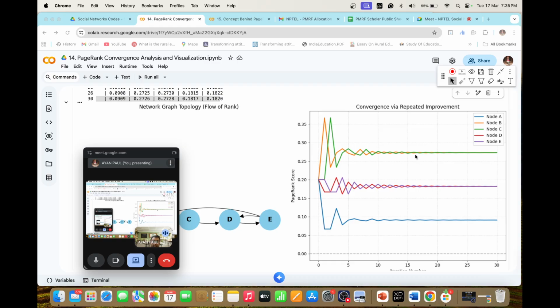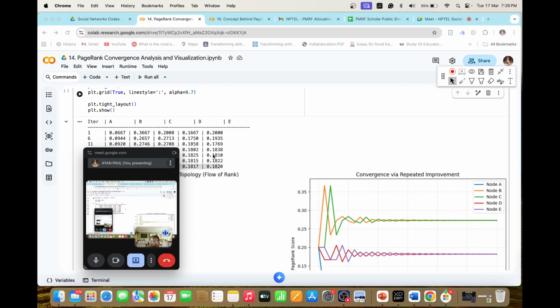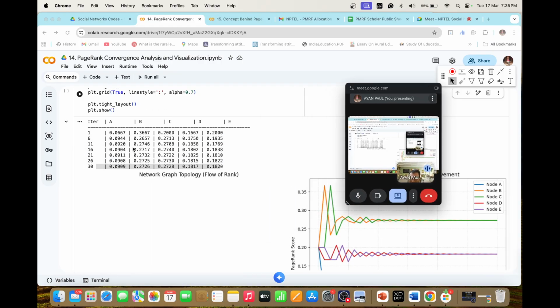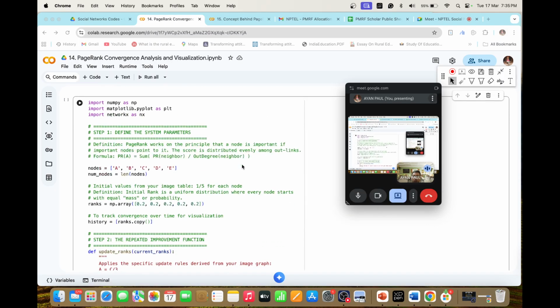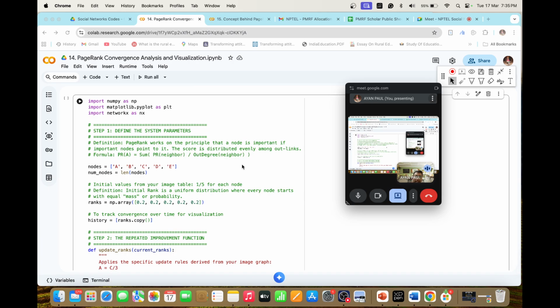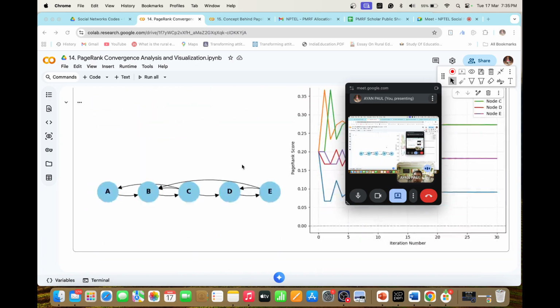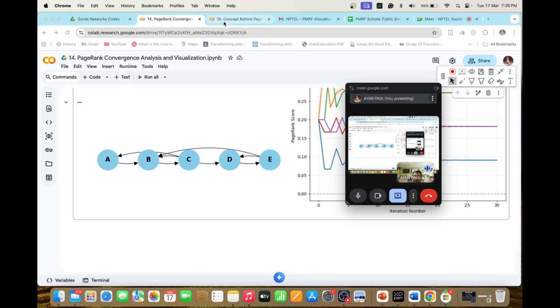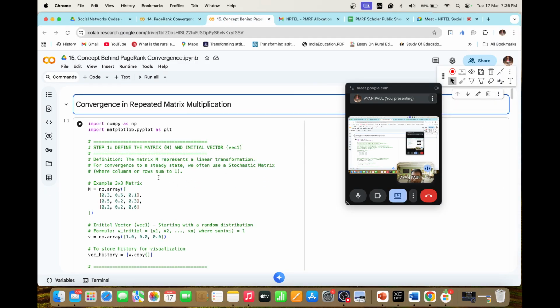So after 30 iterations it is actually converging, and the convergence actually starts from around 10 iterations. When you see the 10th, 11th or 16th iteration, there is no more change in the values. So that is how convergence of PageRank occurs in this network. This is the first code, and the second code is regarding the concept.